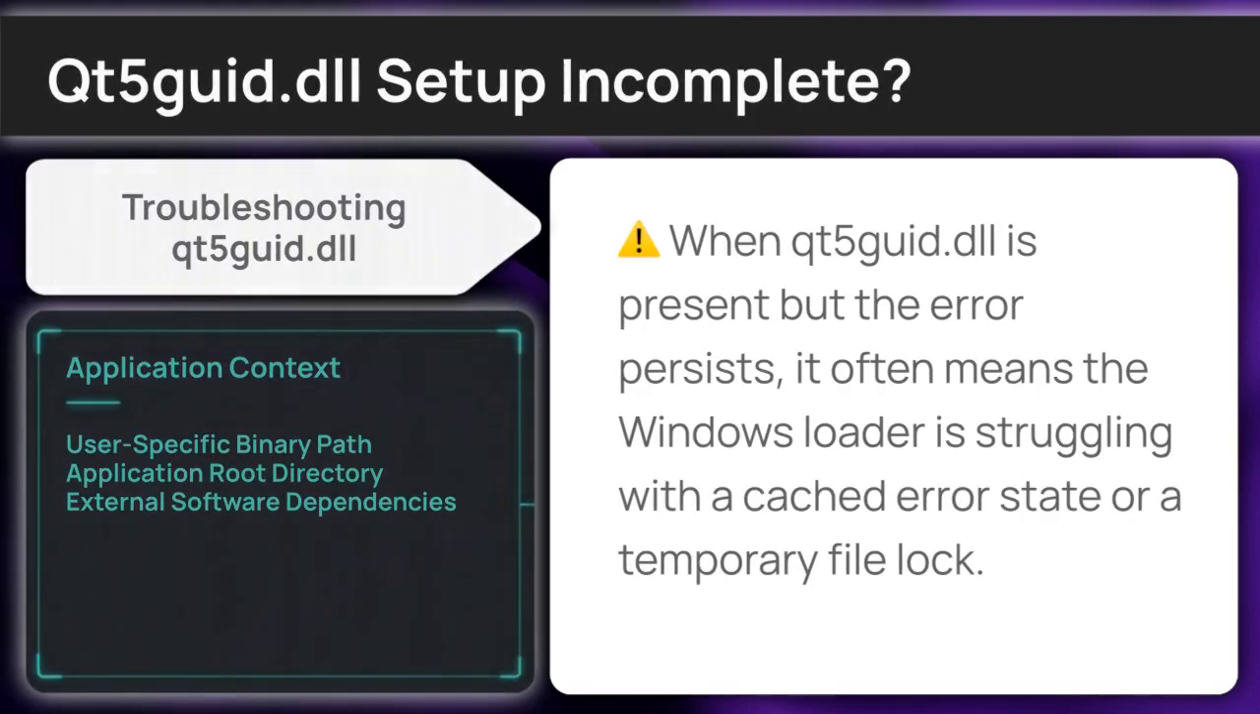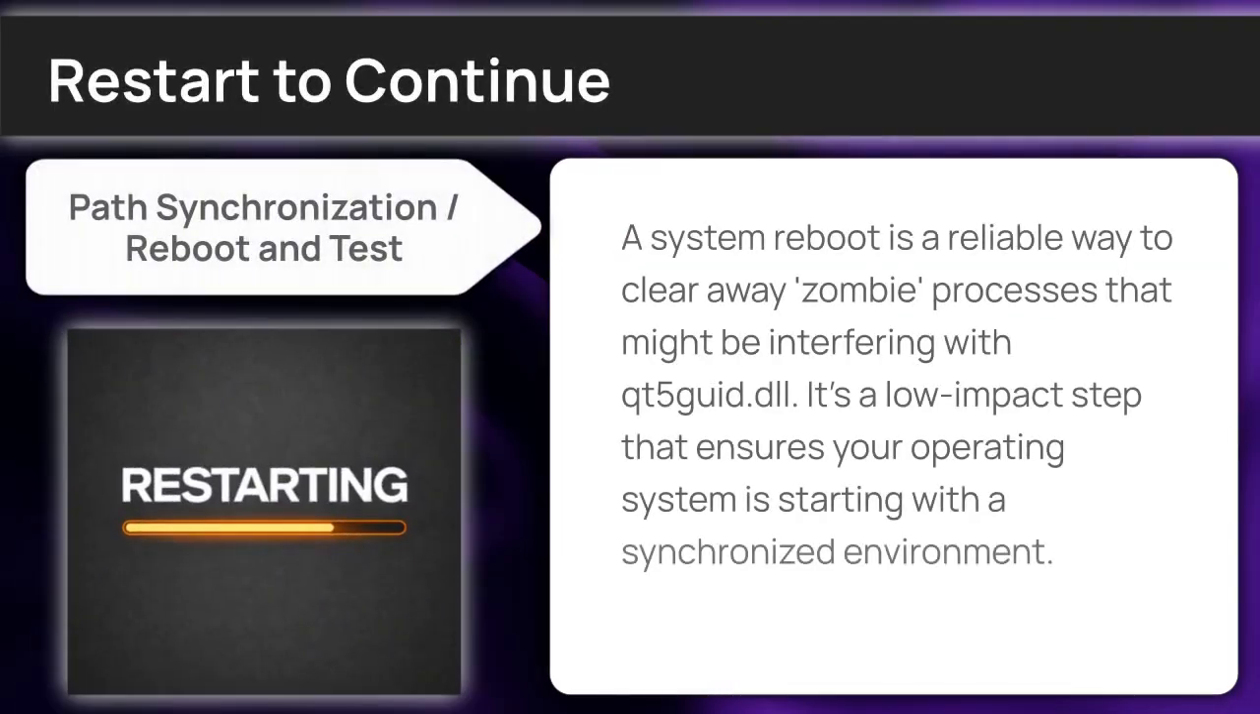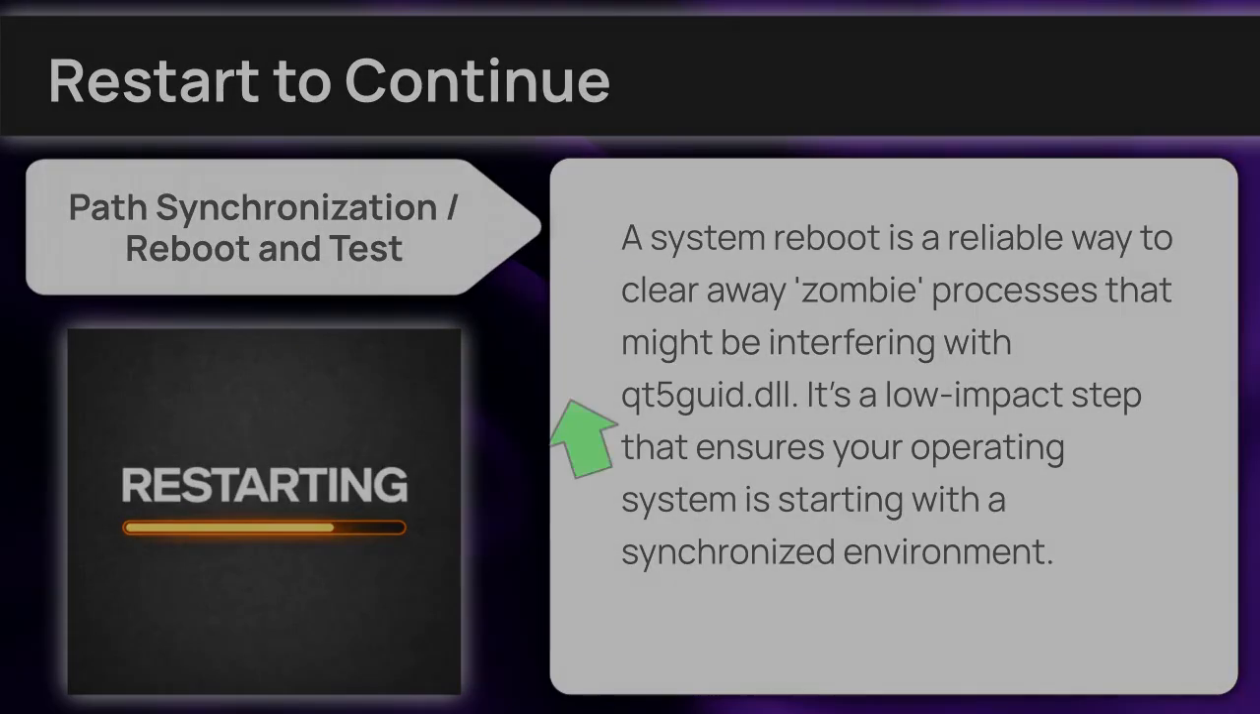with the library. A system reboot is a reliable way to clear away zombie processes that might be interfering with qt5 graphics interface debug. It's a low-impact step that ensures your operating system is starting with a synchronized environment.